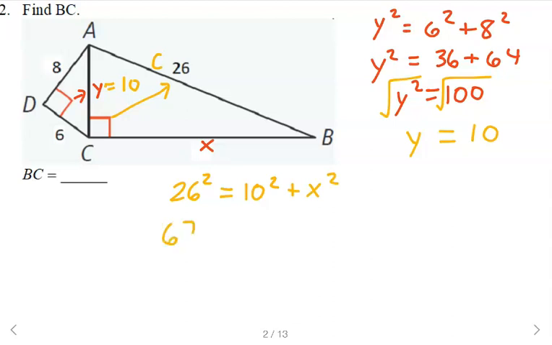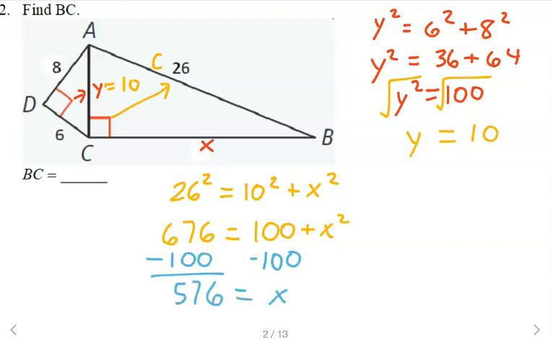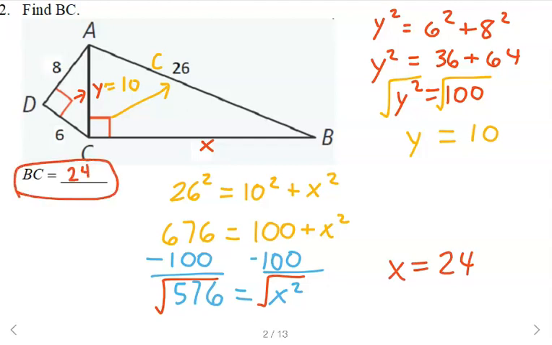Twenty-six squared gives us 676. 10 squared is 100. To get rid of the 100, subtract 100. So we get 576 equal to x squared. And then to get rid of squared, square root. Only a positive answer makes sense here. So the square root of 576 is 24. So x is 24, or BC is 24. So sometimes you may have to do the Pythagorean theorem more than once.